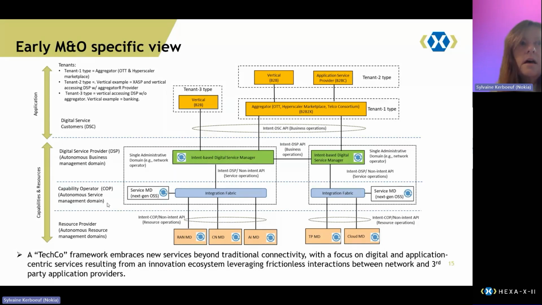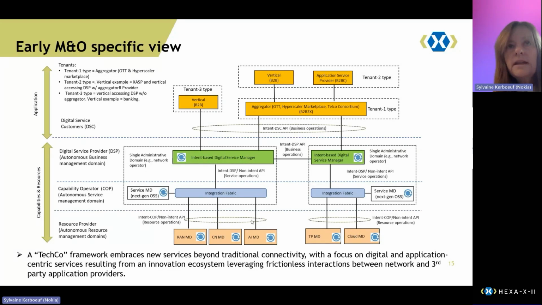And this digital service provider will offer those services towards those customers by aggregating different sets of capabilities. So this is why we have this capability operator role here, to highlight that those capabilities can cover different domains. All of those domains can of course be autonomously managed, but they can also come from different providers. The exposure towards the customer will be via intent-based API, and this intent-based API can also be used at lower levels to interact with different domains.